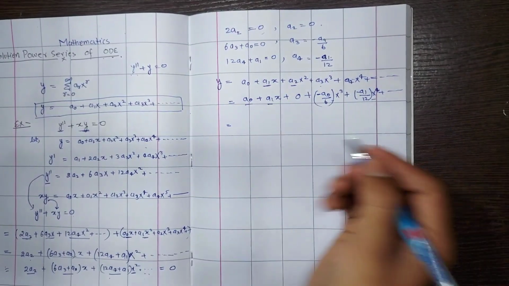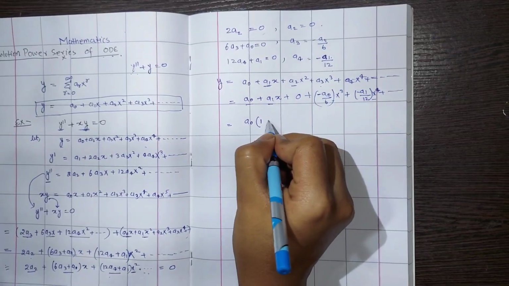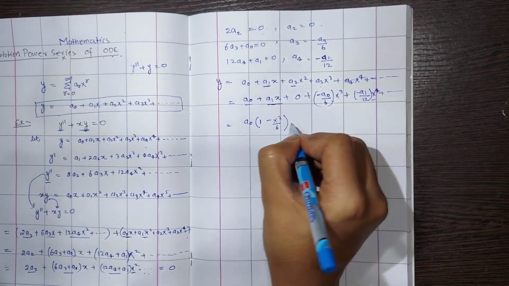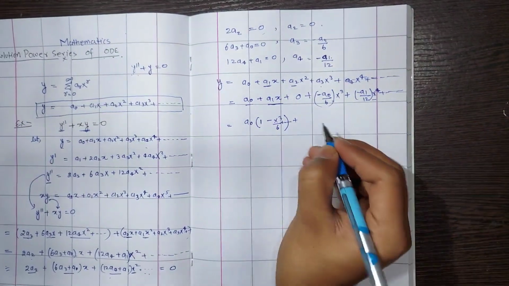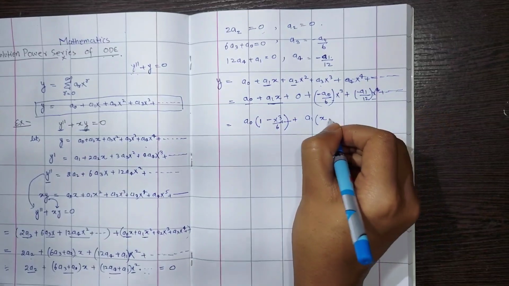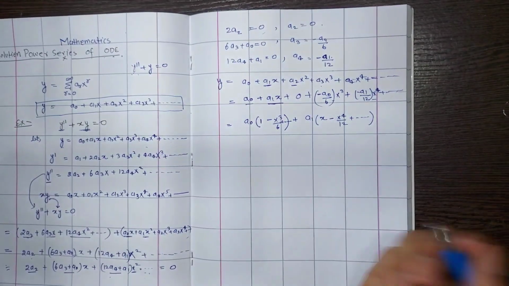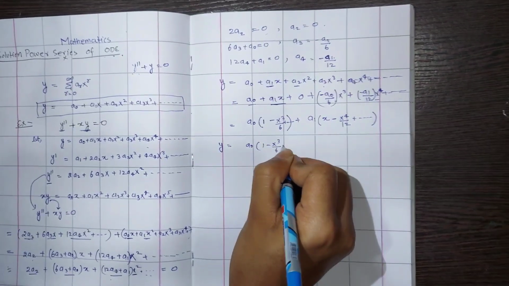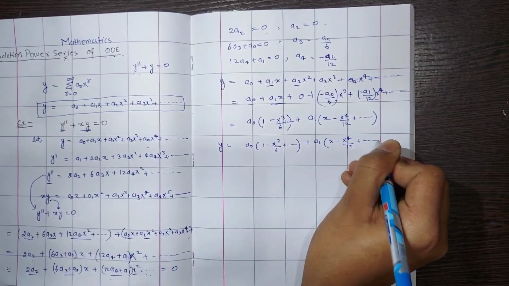On taking a naught common, you will get what? The coefficient of a naught here is 1, and here x cube divided by 6. And the coefficient can be more here, because this series will go on further, so there can be more terms. Dash dash dash plus, now compare the coefficient of a1: here x came, and minus x to the power 4 divided by 12, and here also there can be more terms. So finally y is equal to a naught into 1 minus x cube divided by 6 plus something, plus a1 times x minus x to the power 4 divided by 12 and dash dash dash.